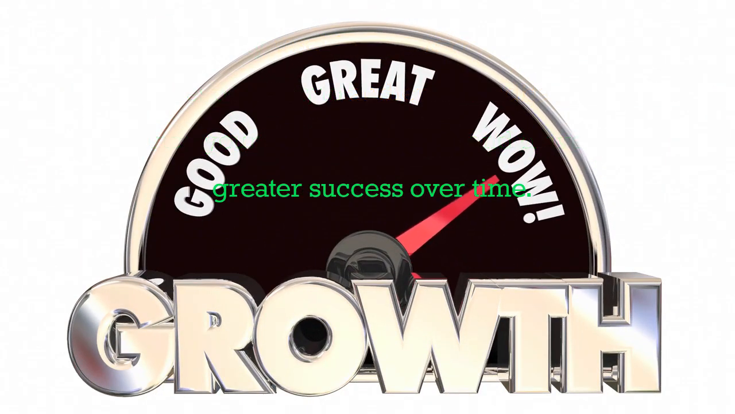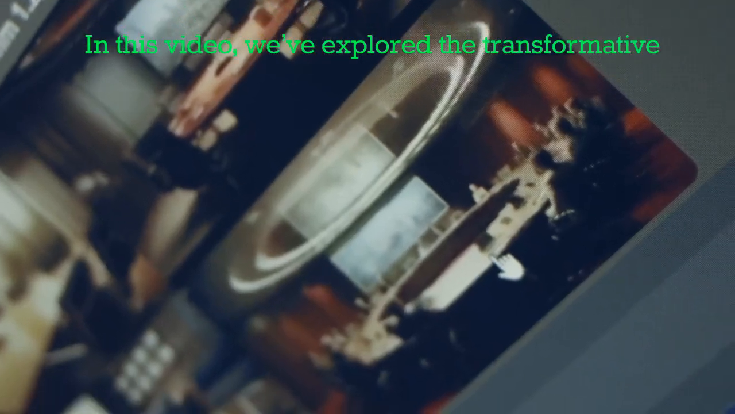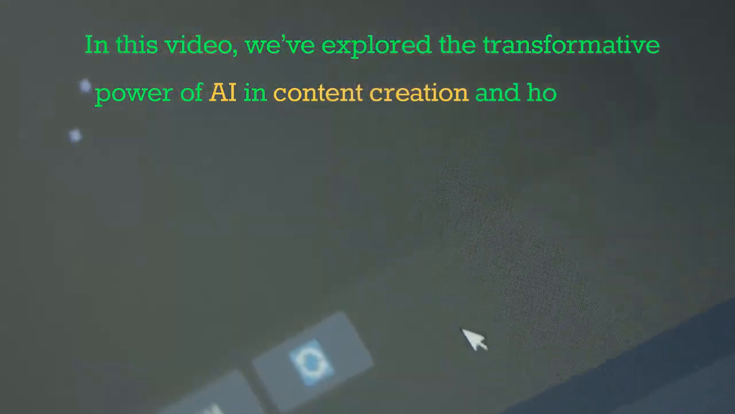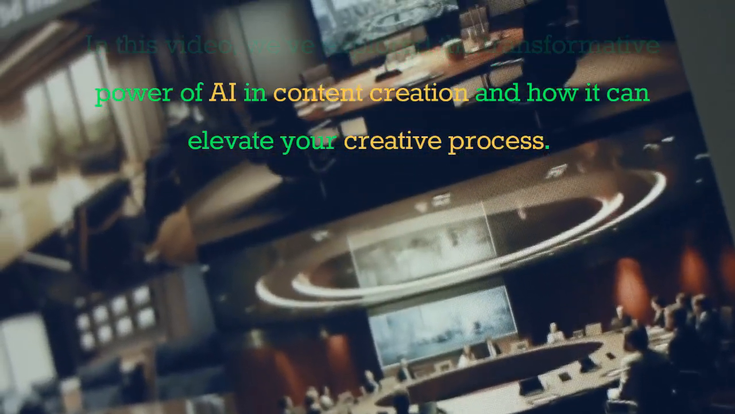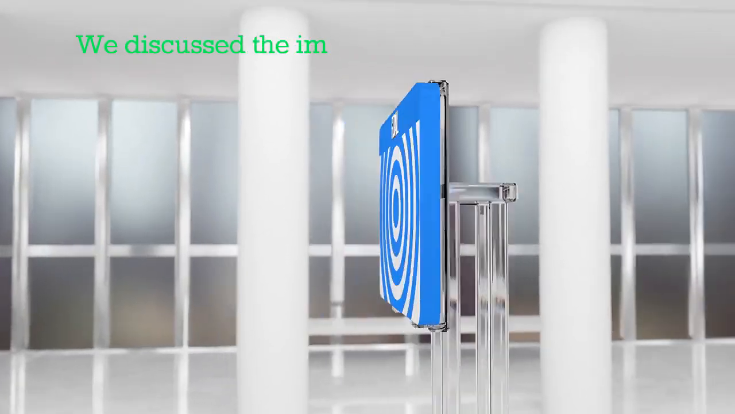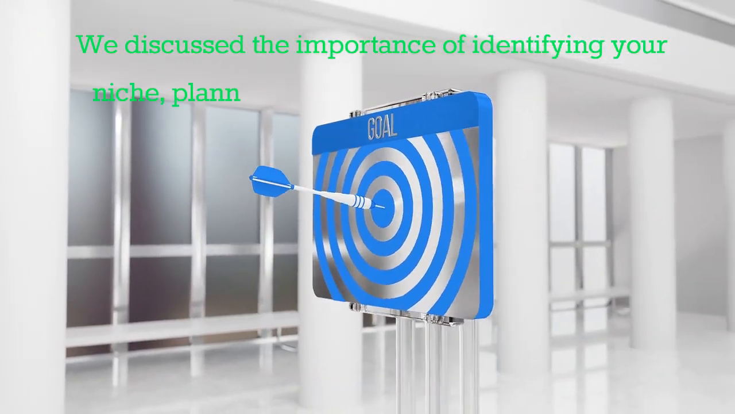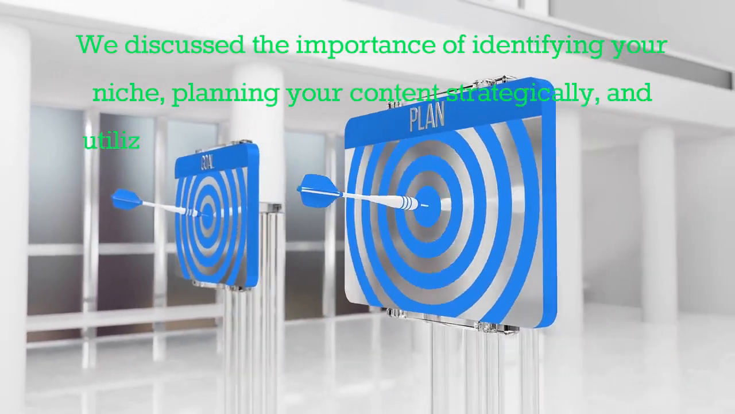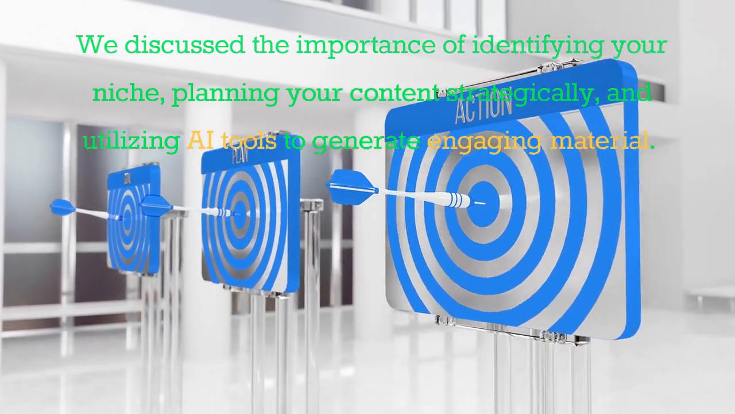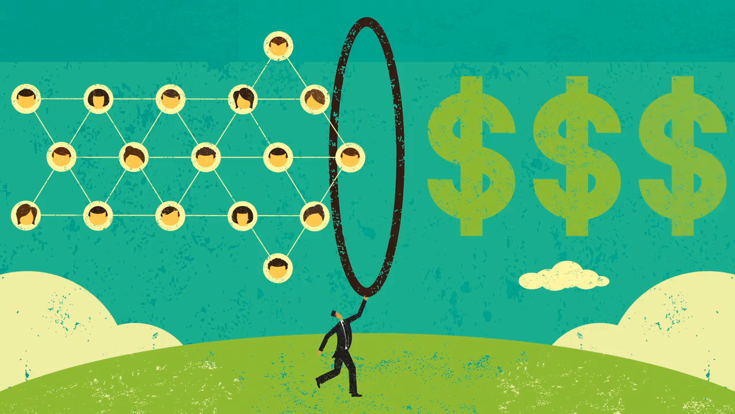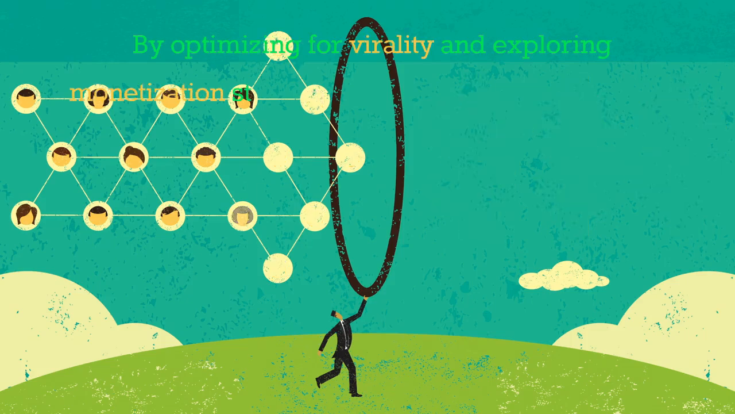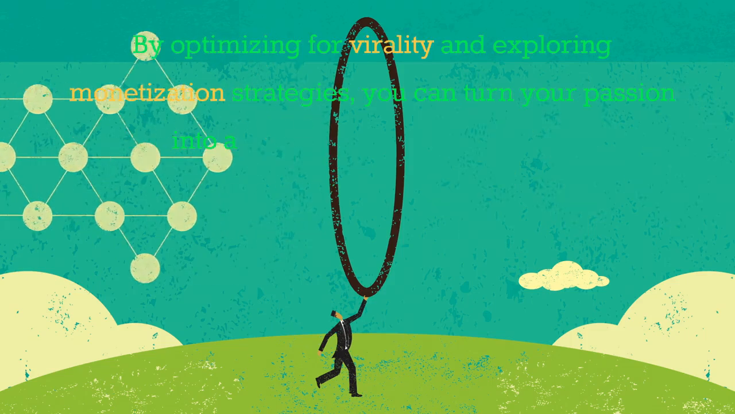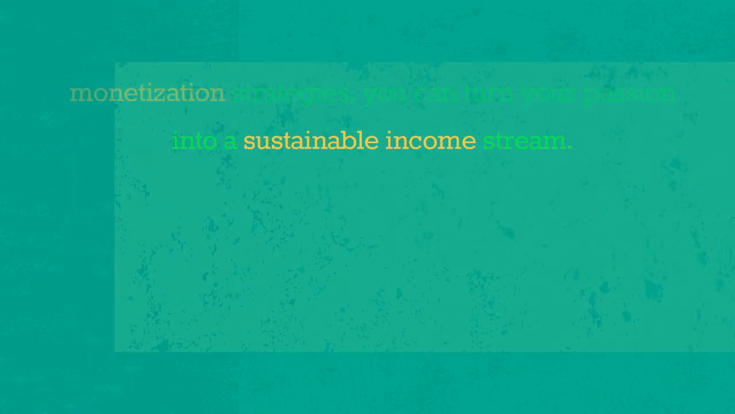In this video, we've explored the transformative power of AI in content creation and how it can elevate your creative process. We discussed the importance of identifying your niche, planning your content strategically, and utilizing AI tools to generate engaging material. By optimizing for virality and exploring monetization strategies, you can turn your passion into a sustainable income stream.